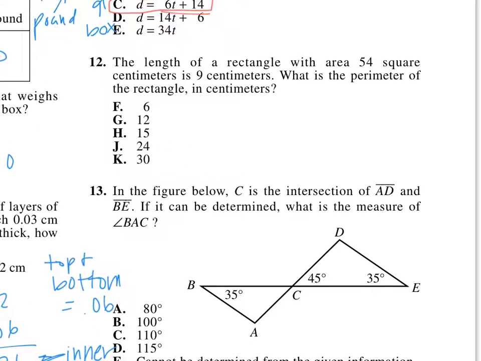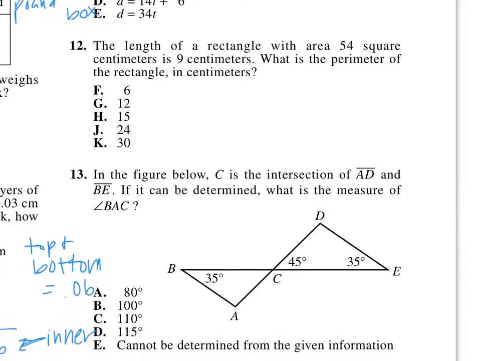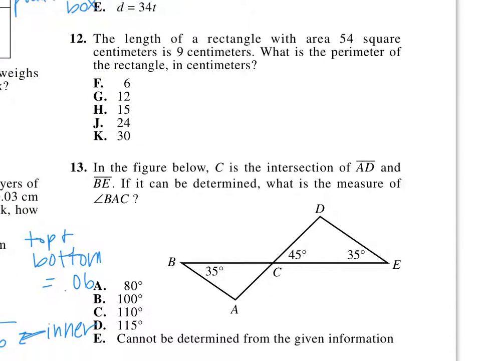All right, 12. The length of a rectangle with area 54 square centimeters is 9 centimeters. What is the perimeter of the rectangle in centimeters? So they gave me the length. Another way to think of that is base. So sometimes we say area is length times width. That's an L, not a 1. Let me rewrite that.